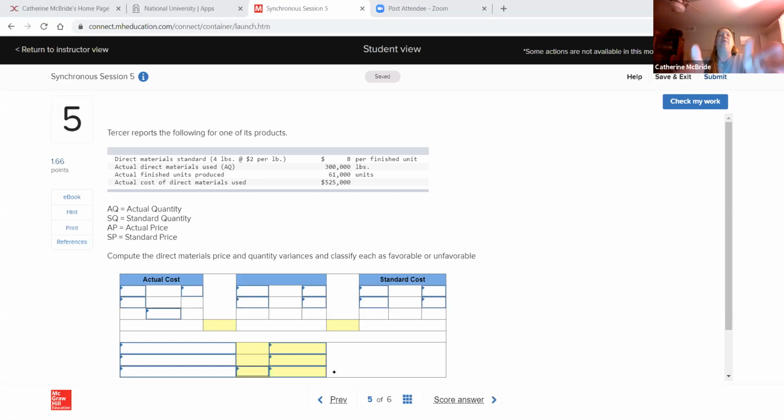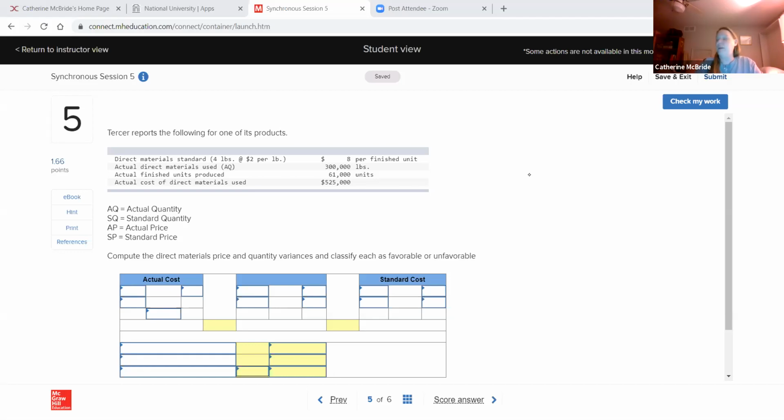So here we have on the right-hand side, we'll do it what normal people do. On the left-hand side, we have how much we actually used and how much we actually paid for it. In the middle, we have how much we actually used times what we planned to pay for it, what our budget was. And on the right, we have what we budgeted for use and what we budgeted to spend on it.